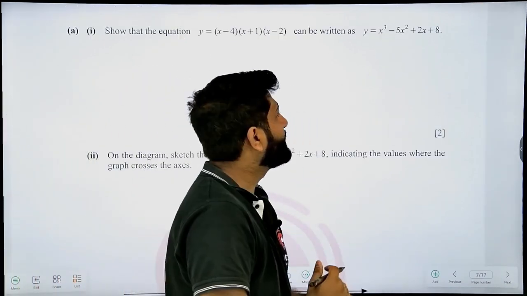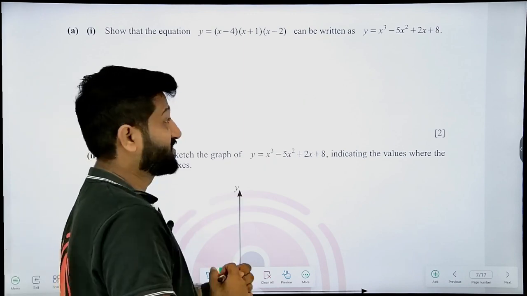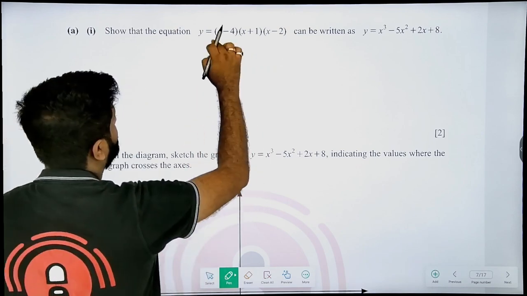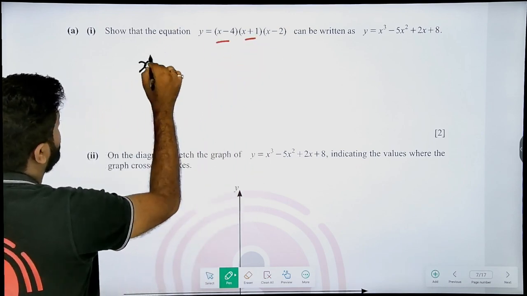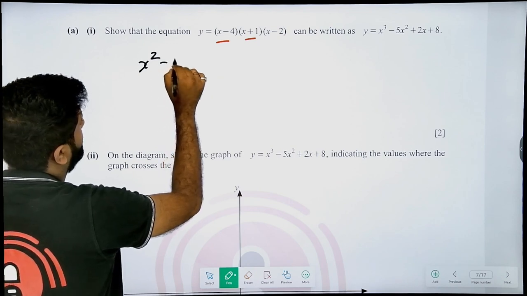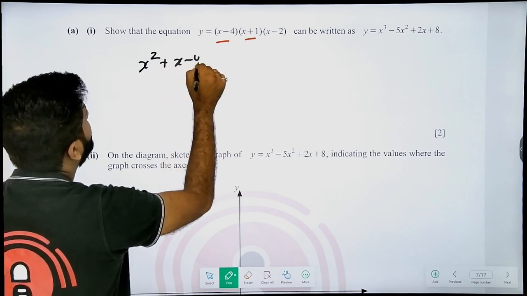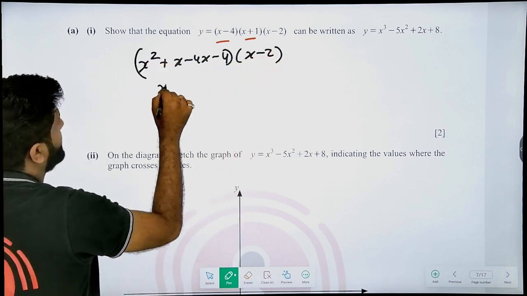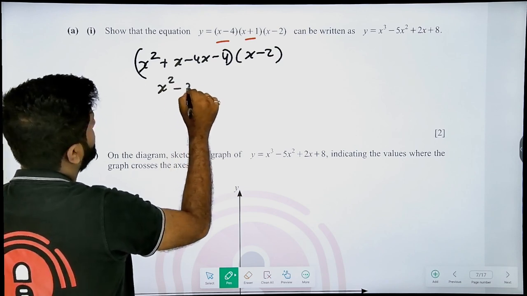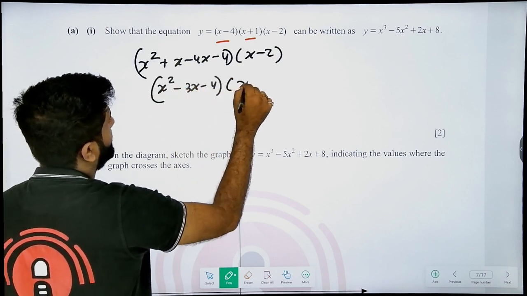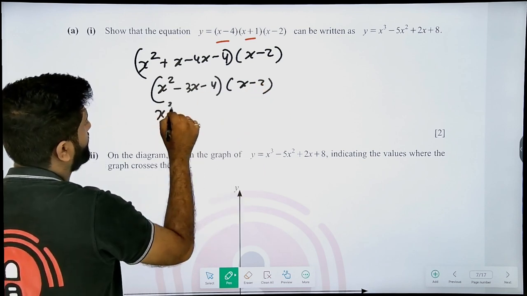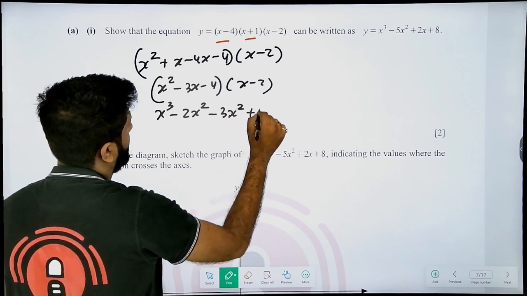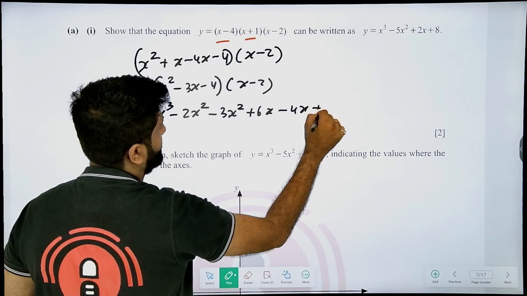Show that this equation can be written in this form. I just have to show that I can rewrite this equation in this form. So this is nothing but an application of expansion. Let me expand these two terms first. So I have x squared minus x squared plus x minus 4x minus 4 times x minus 2. So this is, guys, x squared minus 3x minus 4 times x minus 2. Again you have x cube minus 2x squared minus 3x squared plus 6x minus 4x plus 8.